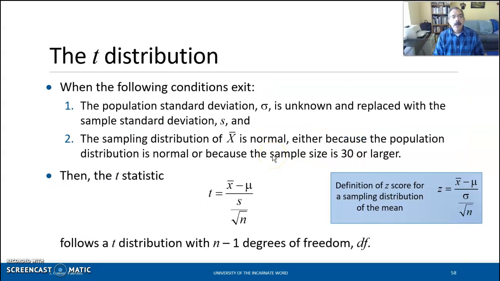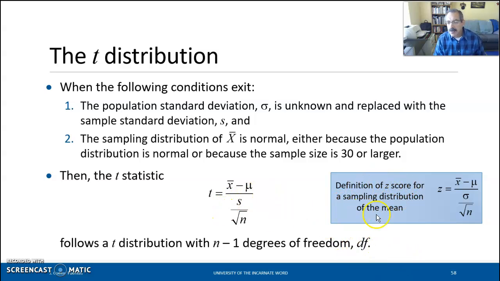All right. The t distribution, we said that that distribution can be used when the population standard deviation is not known, and we replace it with the sample standard deviation. And also when the sampling distribution is normal, either because the population distribution is normal or because the sample size is 30 or larger. If that is the case, then the t statistic defined as this follows a t distribution with n-1 degrees of freedom, or df.